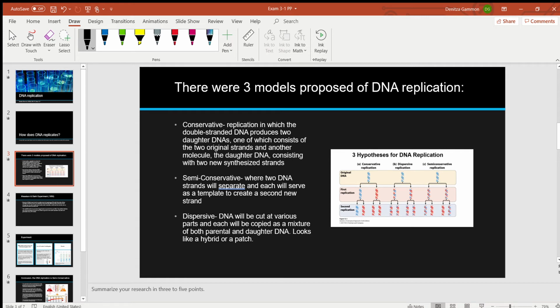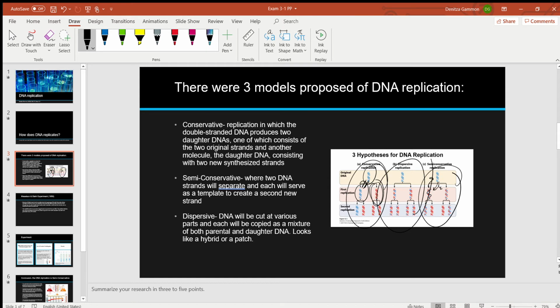The first one was the conservative model, where a parent DNA produces two daughter DNAs. One has exactly the same two strands as the parent, and the other has two completely new strands. The second one was the semi-conservative model, where the two DNA strands separate, and each daughter will have one strand from the parent and the other one completely new.